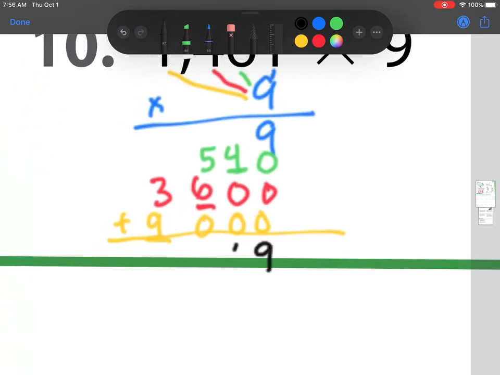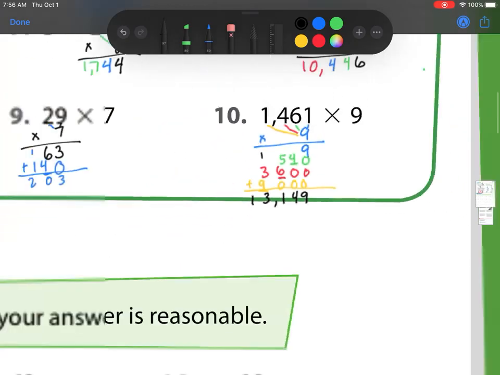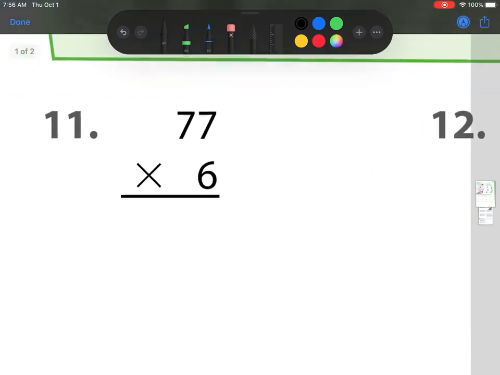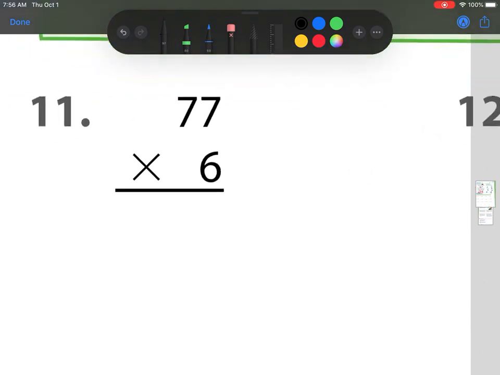Look how colorful that one is. 9, 4, 11, regroup the 1, 13, 13,149. So now we have a whole bunch of these problems over here. All right.